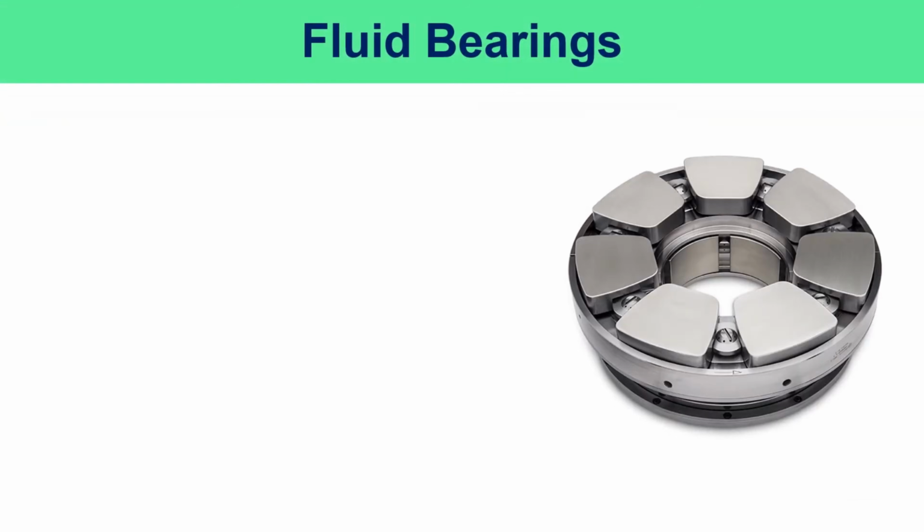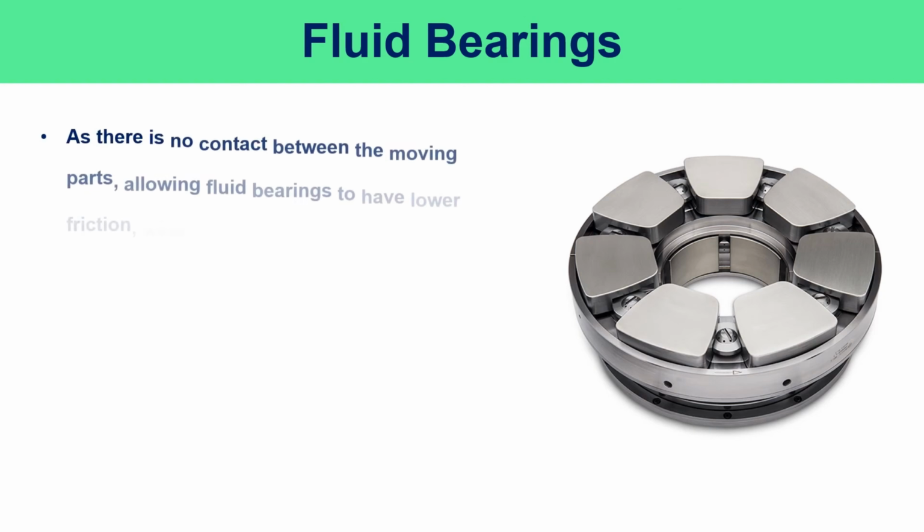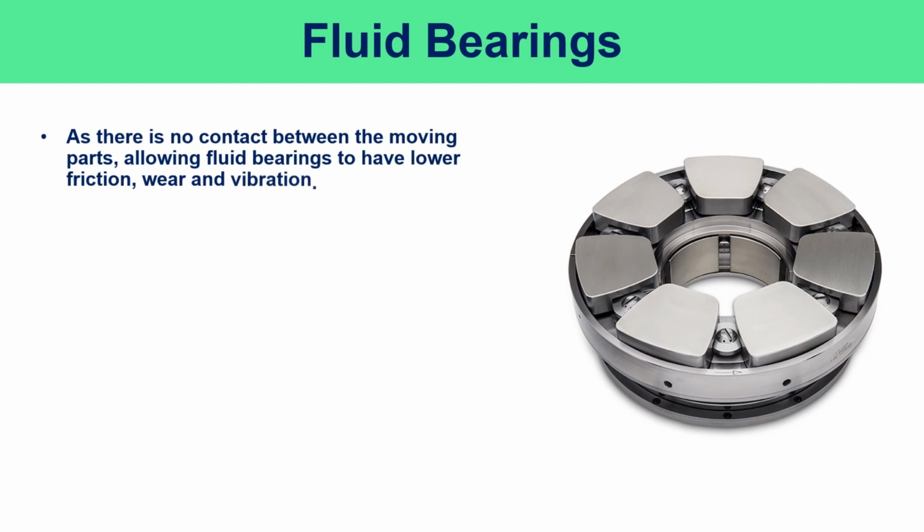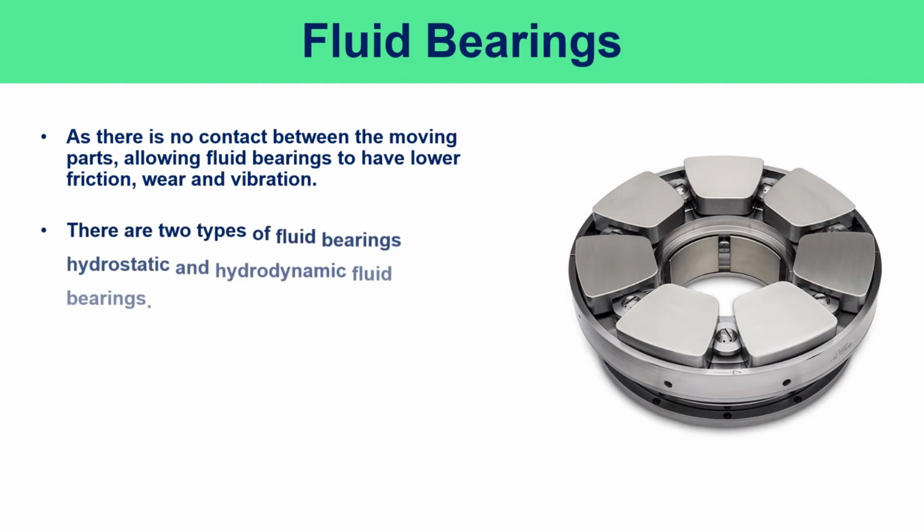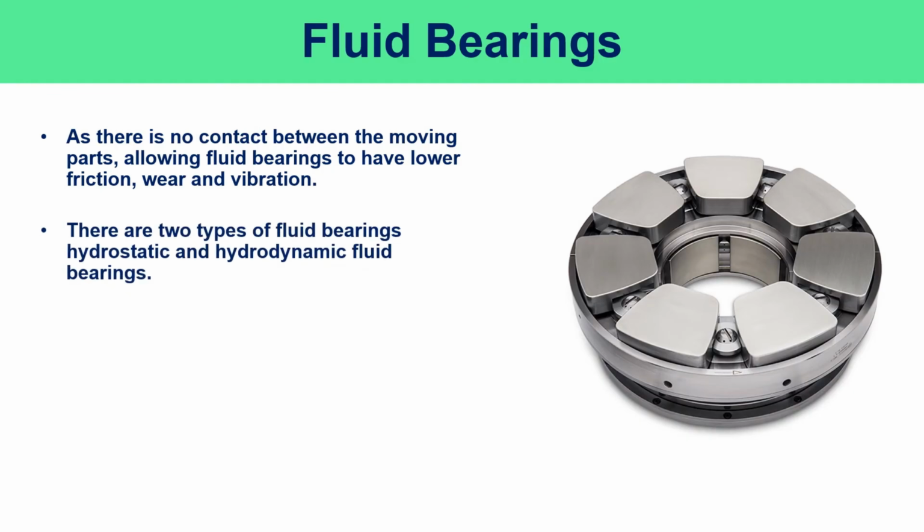Fluid bearings. Fluid bearings are bearings in which the load is supported by a thin layer of rapidly moving pressurized liquid or gas between the bearing surfaces. As there is no contact between the moving parts, there is no sliding friction, allowing fluid bearings to have lower friction, wear and vibration. There are two types of fluid bearings: hydrostatic and hydrodynamic fluid bearings.